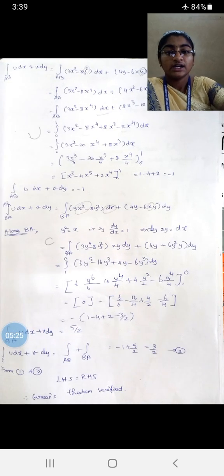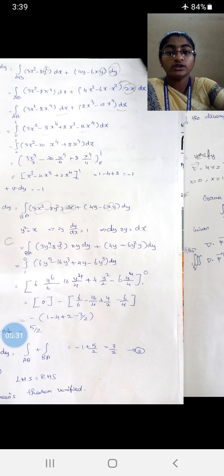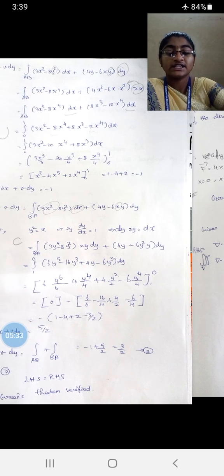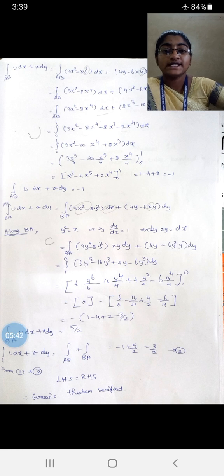In the third step we have to multiply this 2x inside the bracket, so we get 8x cube minus 12x power 4 dx. The first term and the second term are both in dx, so we can take dx as common outside, and write the remaining term in bracket. So it is going along AB, so along AB means we can substitute the limit as 0 to 1. Now integrate this term with respect to x.